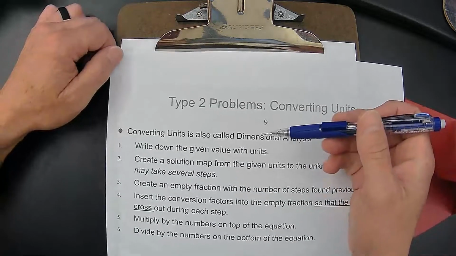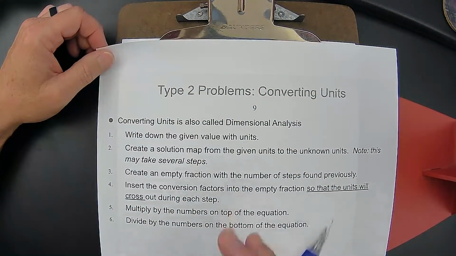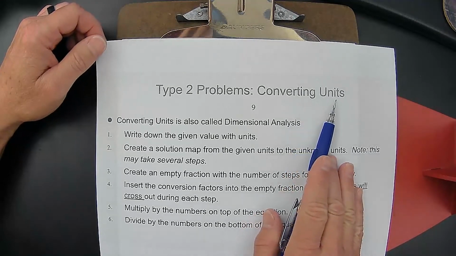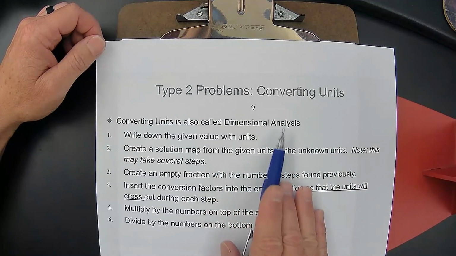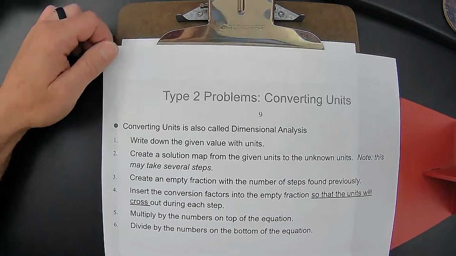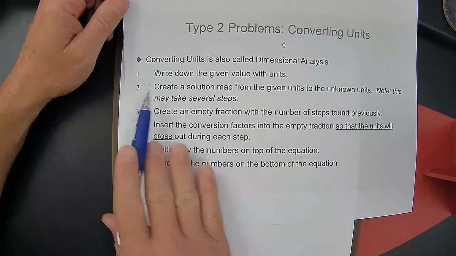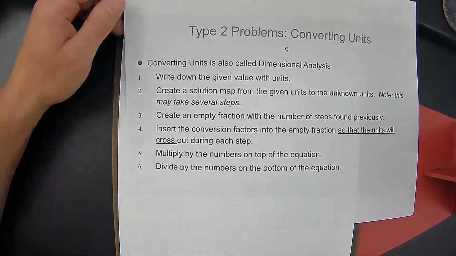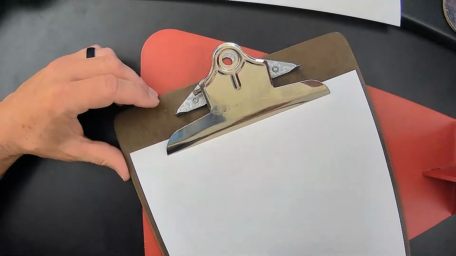We're going to place these steps into our notes, and we're going to look at some examples, looking at each one of these steps as we work through them. Another name for converting units that you will often hear is dimensional analysis. Dimensional analysis and converting units mean exactly the same thing. And the first step when we're working on this type of problem is we're simply going to write down the given value with the units. And so I will move this sheet in and out as we work through an example.